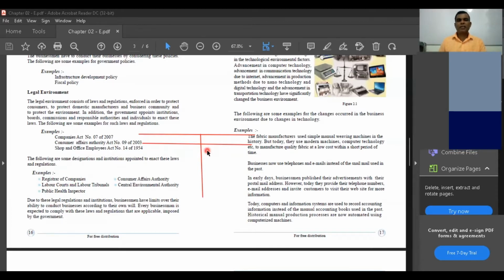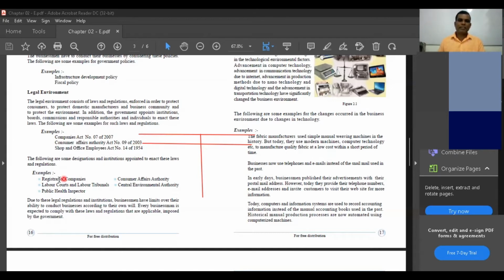Enact: Companies Act number 7 of 2007. Now just try to understand that it is the company registrar that controls and implements the Companies Act number 7 of 2007.